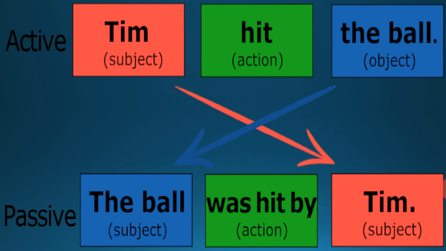So next we move to the next slide. I have given a small example so you can easily understand. Active sense: Tim hit the ball. Tim is the subject, hit is the action, the ball is the object. In passive sense, the object replaces the subject and the subject replaces the object. The verb changes into another verb with the be form. So, was hit by, where by introduces the subject. You can see the slide and easily understand it.